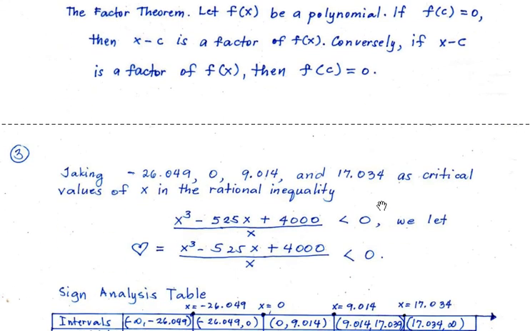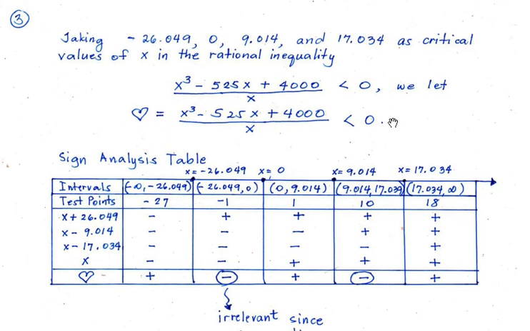Taking the four, including the 0, the one that will make the denominator 0, so x equals 0, and listing them down in ascending order. In this case, I had already arranged them. The smallest value among these four values is negative 26.049. Then we have 0, 9.014, and 17.034. These are critical values of the side of the pencil holder box in our rational inequality. Now, to simplify, so that we will not be rewriting this here, let's give it a name. This inequality, x cubed minus 525x plus 4,000 all over x less than 0, let's name it as a heart.